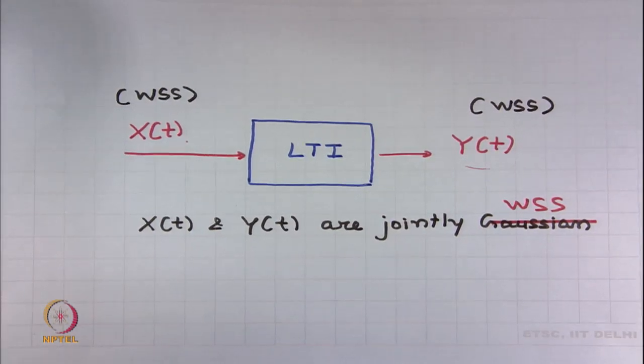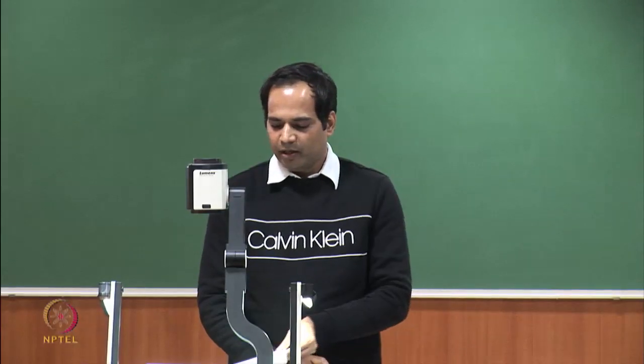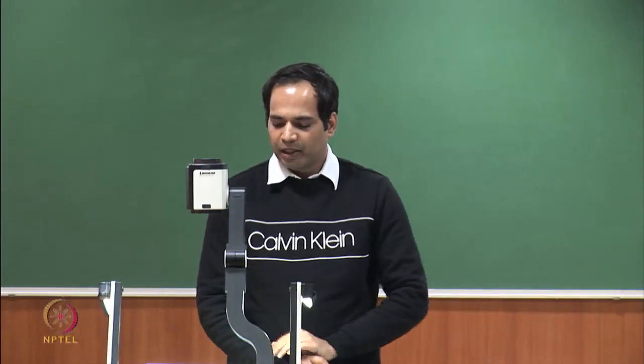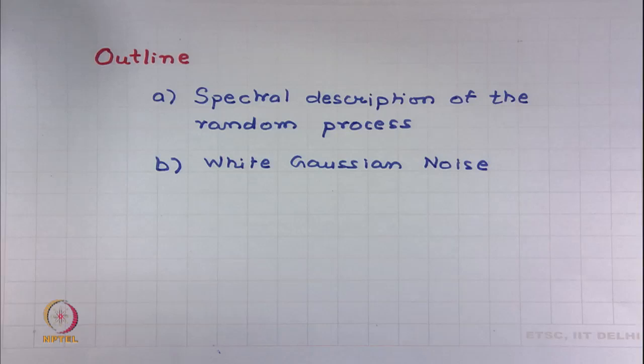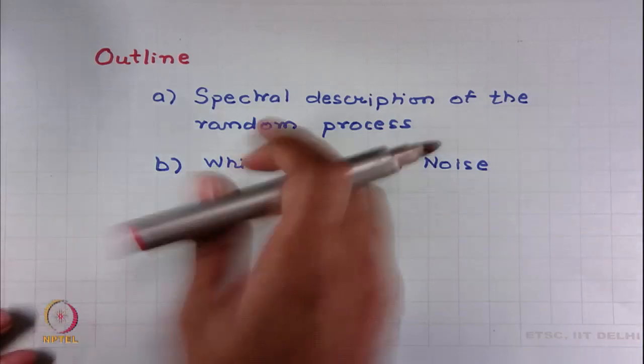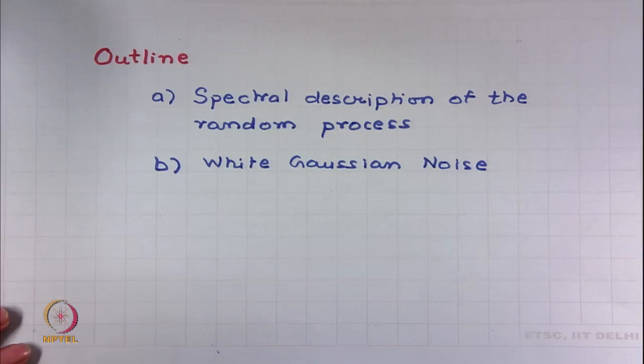Let us see what we have to cover today. Today we will talk about the spectral description of random processes, and we will see white Gaussian noise. These two are the big concepts that we will introduce today.